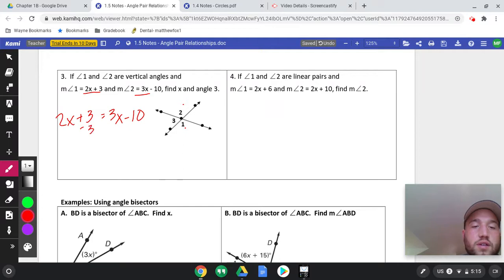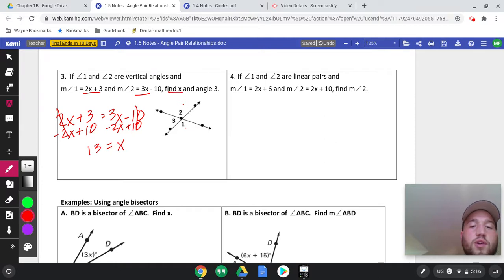We'll subtract, let's do it the other way to keep it positive. You could do it that way, but I think lots of you prefer to keep it positive. So we'll subtract the 2x, we'll add the 10, these cancel, we're left with 13 equals x.